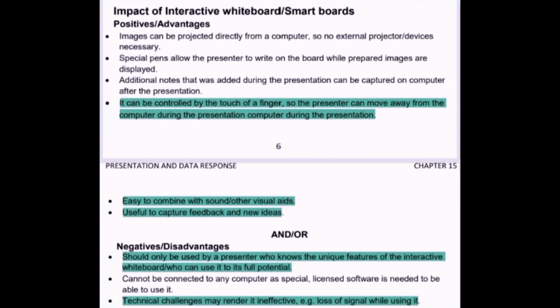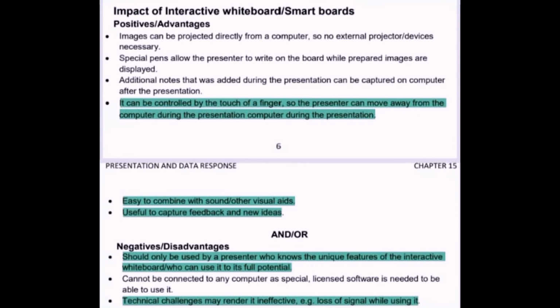Now we move to what? Interactive whiteboard. What is the positive impact of the interactive whiteboard? Easy to combine with sound, other visual aids. As it is easy to combine, we are speaking about something like a smart board and so forth. It is easy to combine with sound or other visual aids. When we speak about other visual aids, we are speaking about pictures and so forth.